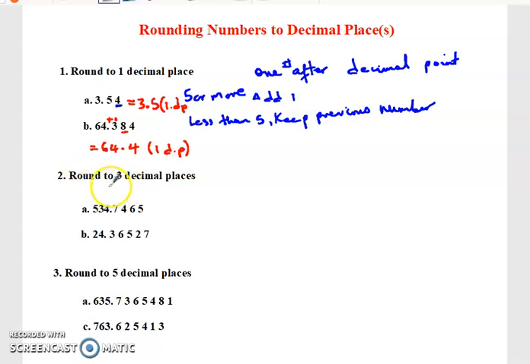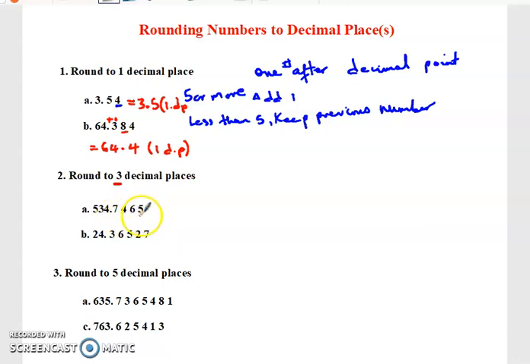Number 2, round to 3 decimal places. So different decimal places now, so you're going to round to 3 decimal places. So we have 534.7465, 3 decimal places, but we have 4 numbers here. Whenever you round into 3 decimal places, you look at the 4th number. You look at the fourth digit.